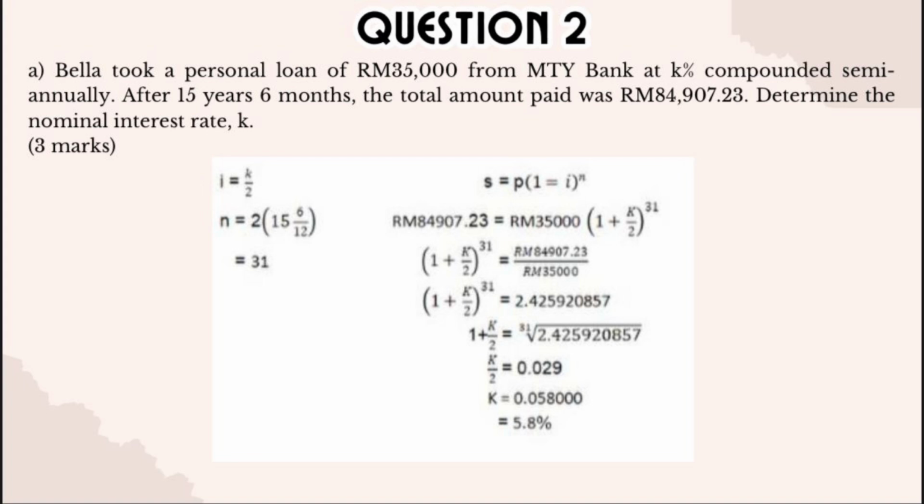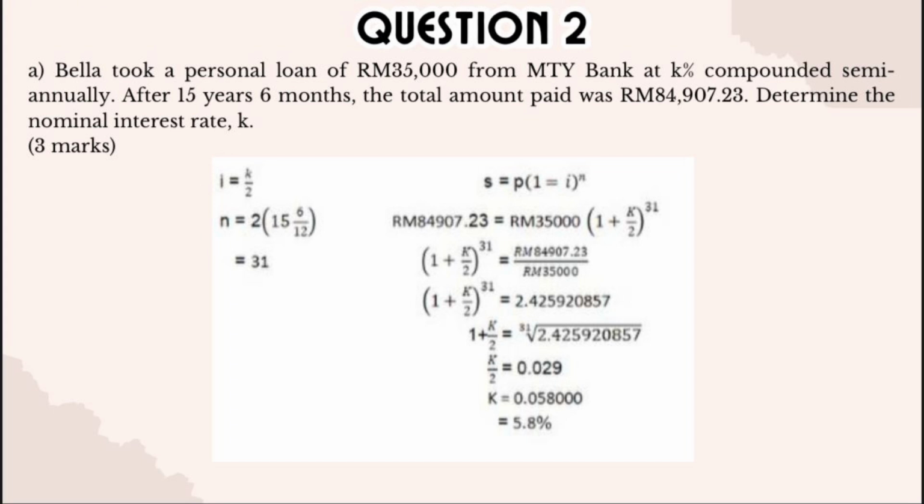First thing first, we need to find I. K in the question above is not given and M is 2 because of semi-annually that has stated in the question. So I will be K per 2. Next, we need to find N using the formula above. So M is 2 and T is how many years Bella took a personal loan. Solve the equation in calculator and we get N is 31.